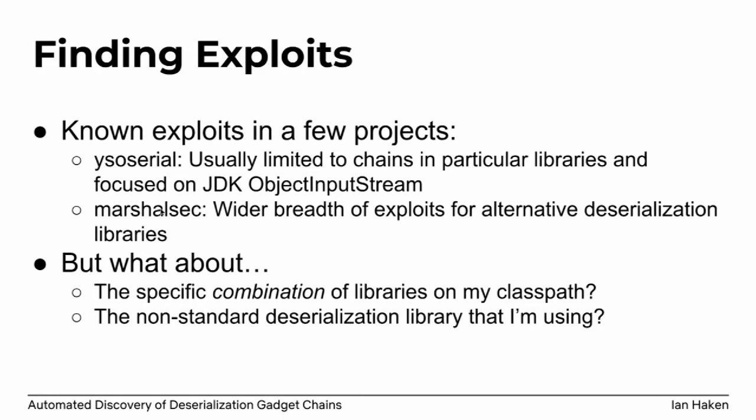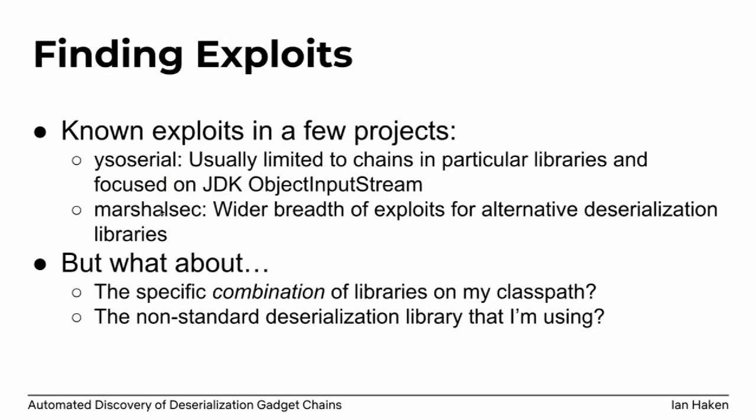So if you look at that project, look at the places where there are known gadget chains, then you can look at your application, determine whether or not it's got one of those libraries, and be like, okay, it's got one of those libraries. I know that that thing's vulnerable and that thing's exploitable. MarshallSec is a similar open source project. It's got a wider breadth of exploits. It's got some gadget chains for other libraries.